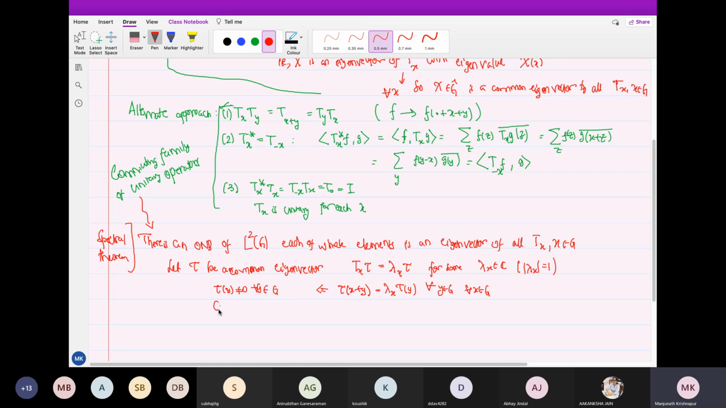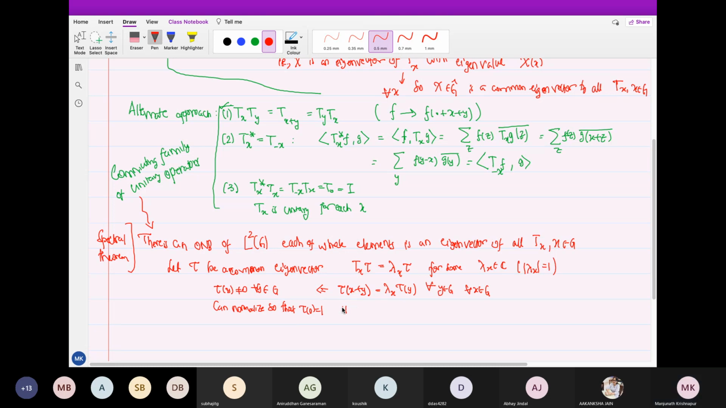Because of that, I can normalize so that tau of 0 is 1. Eigenvectors are anyway okay up to constants, but I can't say tau of 0 can be normalized to 1 unless it is nonzero. If it is 0, then I cannot normalize it to 1. So I made this small argument to say that tau of 0 is not 0. Maybe you can give another argument, but anyway, tau of 0 is not 0, so I can do this.